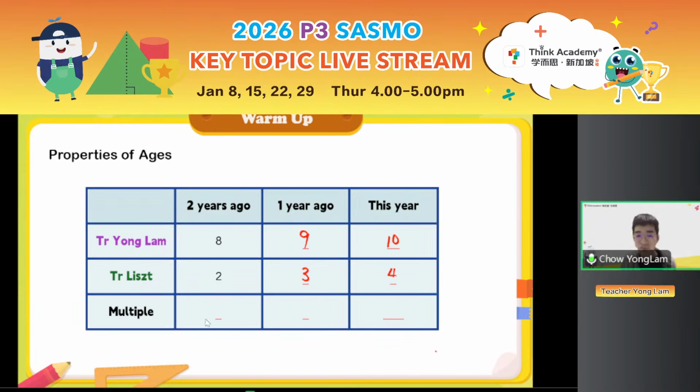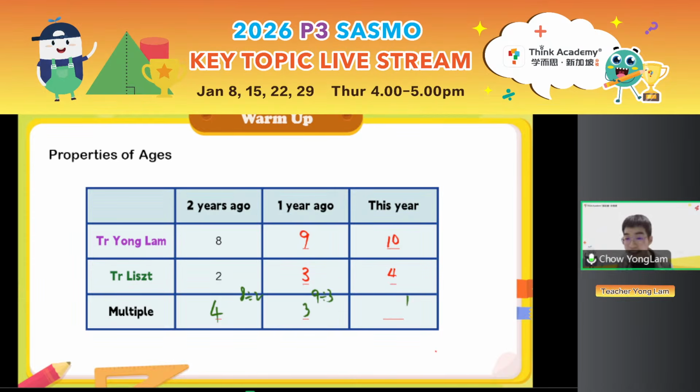Now, is there any multiple relationship between our ages? Let's see. 8 is equal to what times 2? How many times is my age compared to his age? 8 is equal to 2 times 4, right? So our multiple relationship is a 4 times relationship. Then in the next year, 9 and 3. Then you see, 9 divided by 3, just now is 8 divided by 2. 9 divided by 3 is 3. This time, suddenly it becomes 3 times.